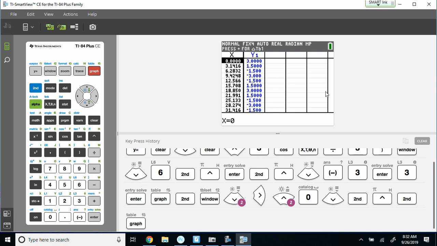Do you see those numbers repeating? Do you see the table? What numbers am I dealing with? 3, 1.5, what? Negative 1.5 and what? Negative 3. Do y'all see that? Yes or no?